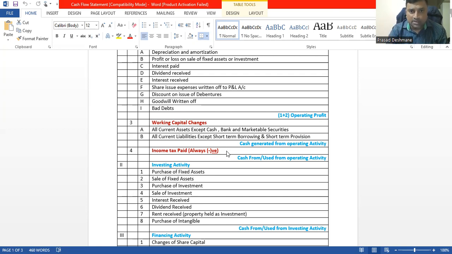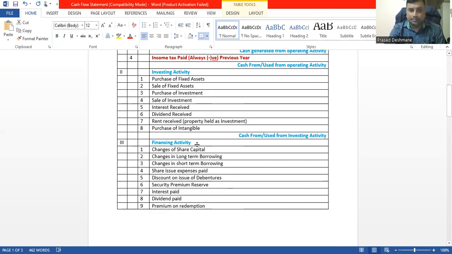This is the previous year. You remember the working note for working capital, we added the current year tax over there. So previous year we write here, and always negative. Always negative. We forgot to discuss the rule of the working capital. We'll discuss the rule of the working capital as well.